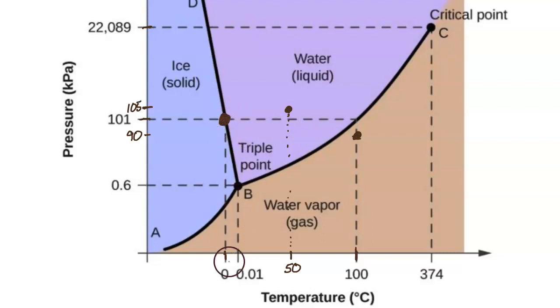This dot is for 0 degrees Celsius and 101 kilopascals. At that combination of temperature and pressure, water is in equilibrium between its solid and liquid phase. Solid water is melting into liquid water at the same rate that liquid water is freezing into solid water.